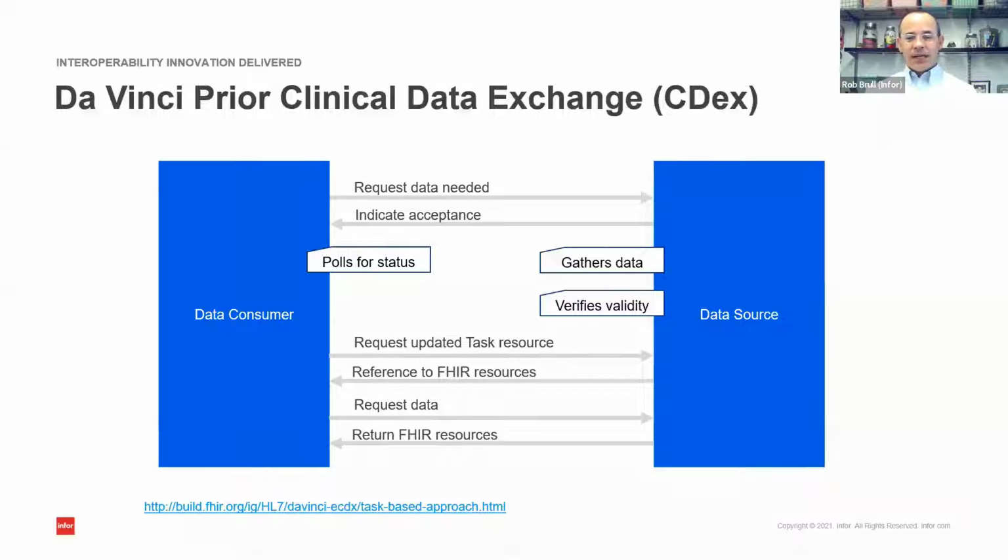And once completed, that task resource will have another URL that the data consumer can use to go actually get the data. So the data consumer uses that final URL to request the data from the data source. And then that data is returned as a bundle with FHIR resources that the data consumer can then use for whatever purpose they're using this for. So those are the series of steps. Once again, you need to be able to do workflow orchestration to achieve this on both sides. And so I'll turn it over to Beacon to show how that's done in product.